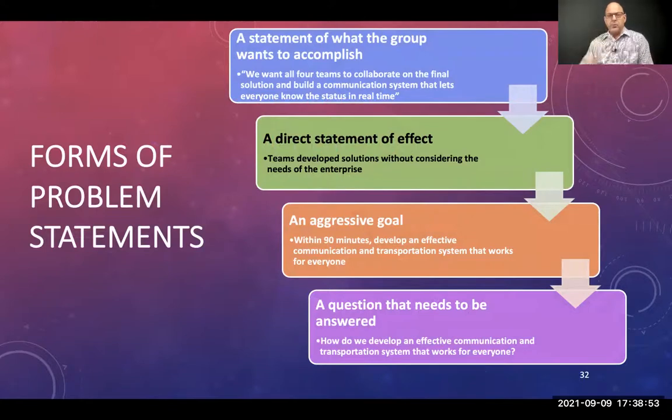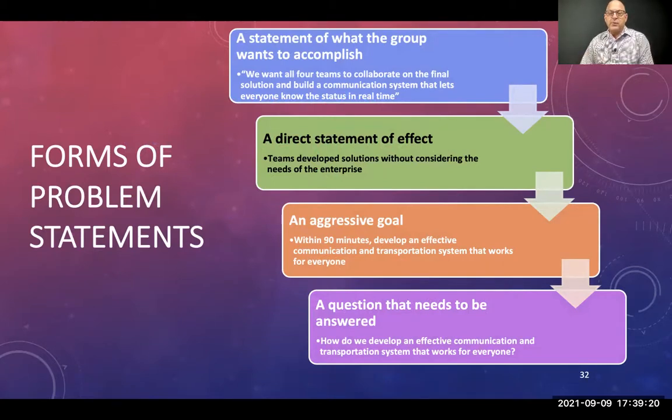A little bit of a mouthful, and a little bit vague. A direct statement of effect is usually my favorite. Teams develop solutions without considering the needs of the enterprise. So the teams did something without considering the needs of the enterprise. There's that negative word, "without." See, I'm telling you. The third type is to set an aggressive goal. Within 90 minutes, develop an effective communication and transportation system that works for everyone.